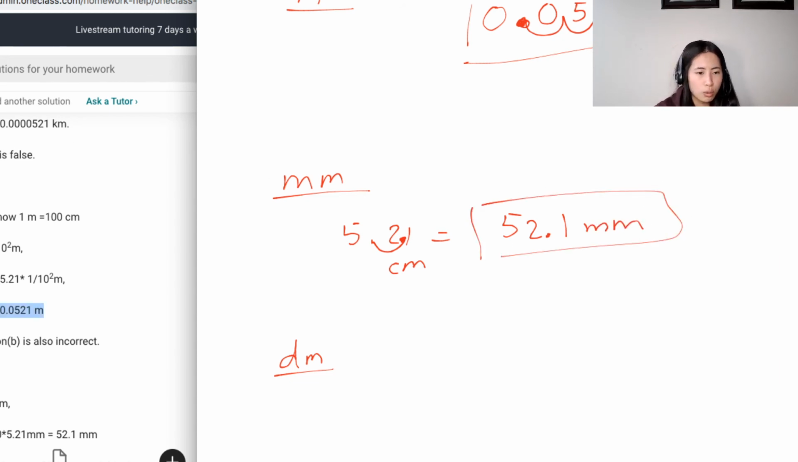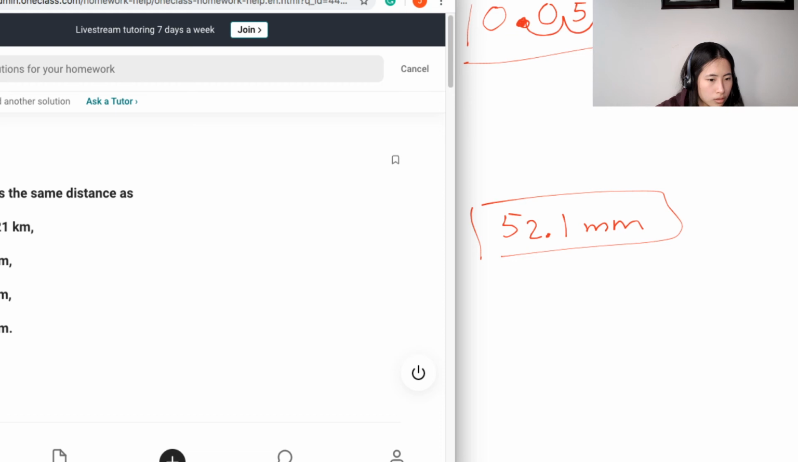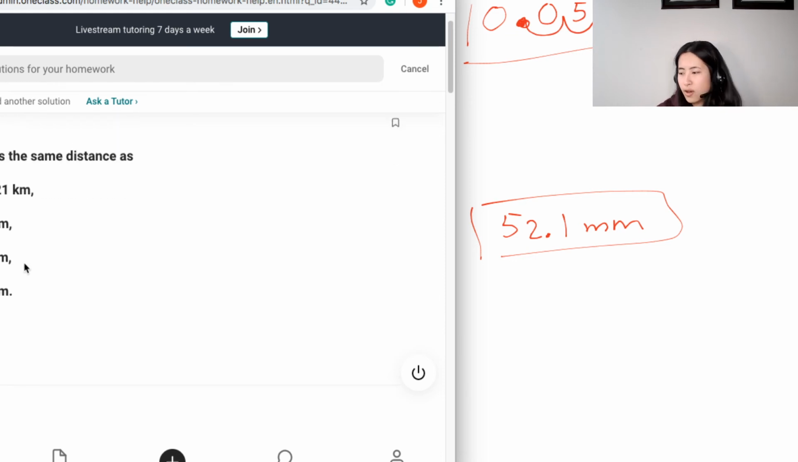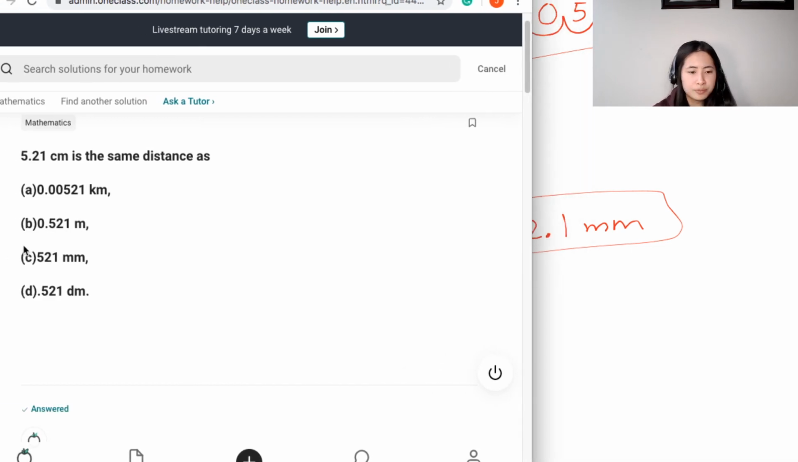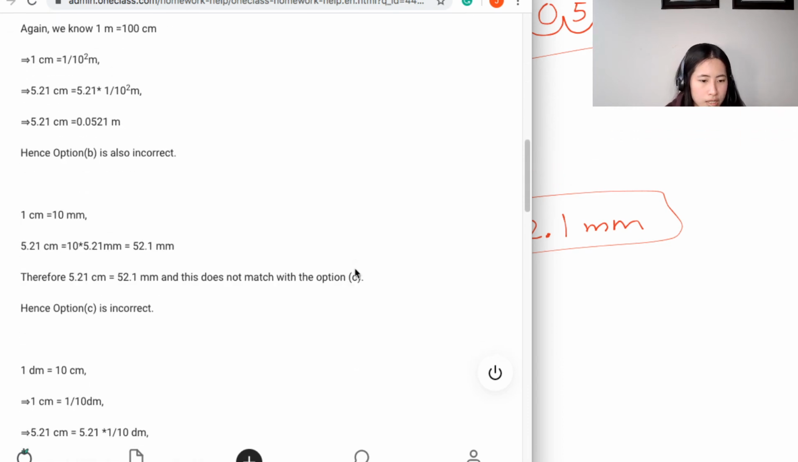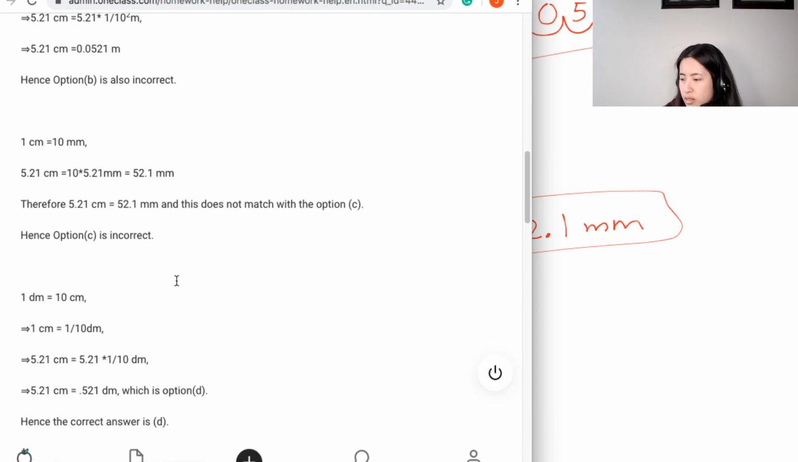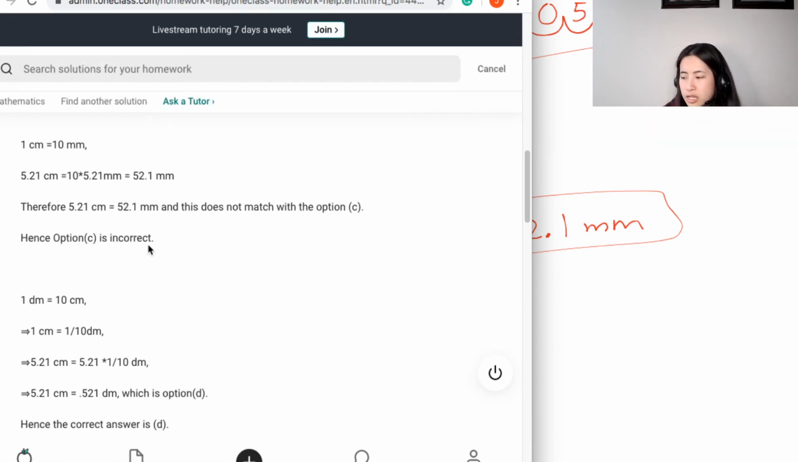So let's see what they wrote. This is still incorrect. So for C, they're saying it's 521 millimeters. So this is still incorrect. The right answer is 52.1 millimeters, so option C is still incorrect.